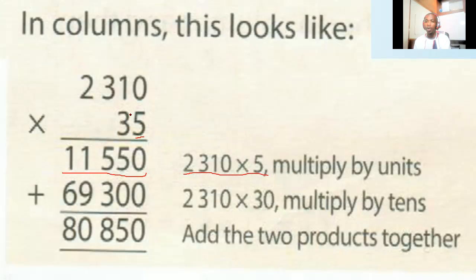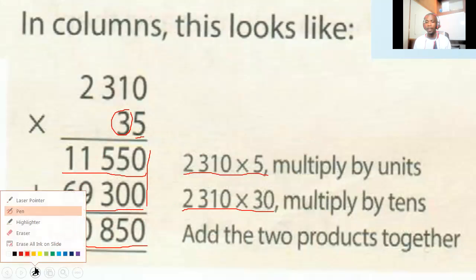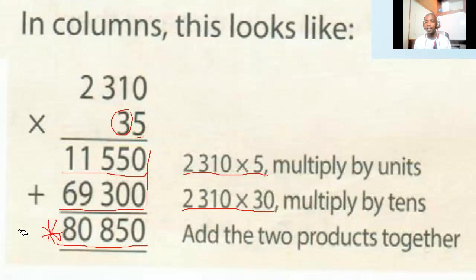After that, we multiply by the tens, which is we are multiplying by 30, which is this one. And we get this answer. So after that, we add the 2 and we get their sum, which is now the total answer for multiplying with 35. So that is how we can do it in a column format.